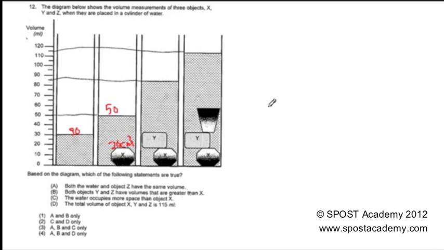Now when I add in the Y in addition to the X, it becomes 85. So to find the volume of Y, I just need to use 85 minus 50, which will give me 35 for the Y.